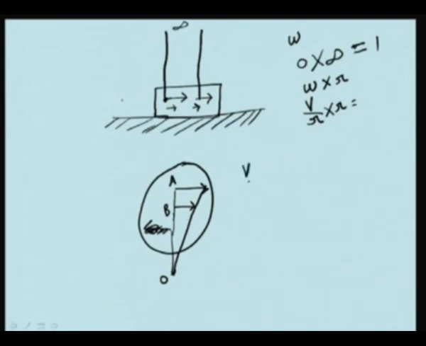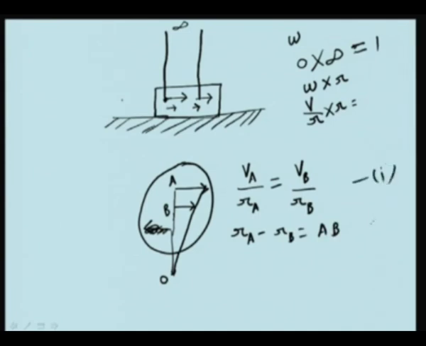Then VA by RA is equal to VB by RB, and also RA minus RB is equal to AB, the distance which is known to you. From these two equations, if you know the ratio VA by VB, you can determine RA and RB.